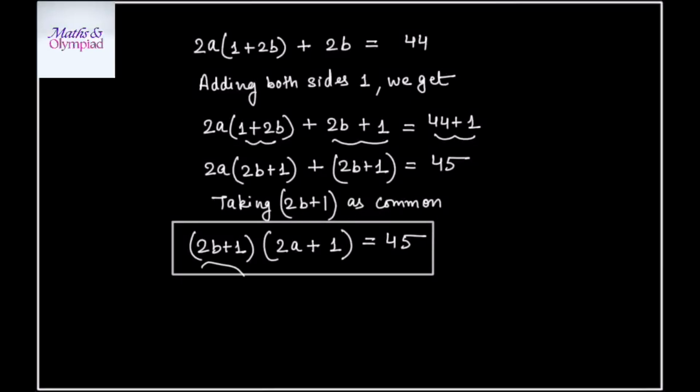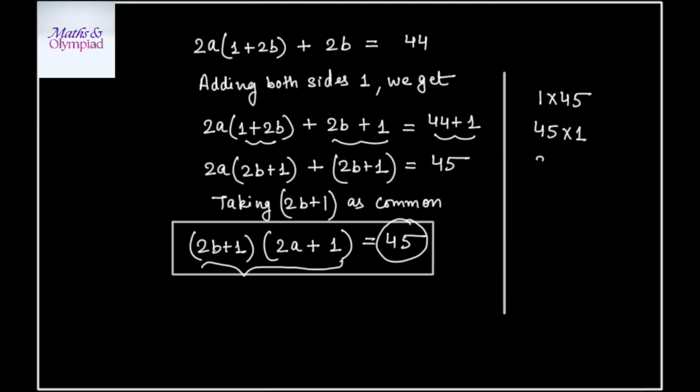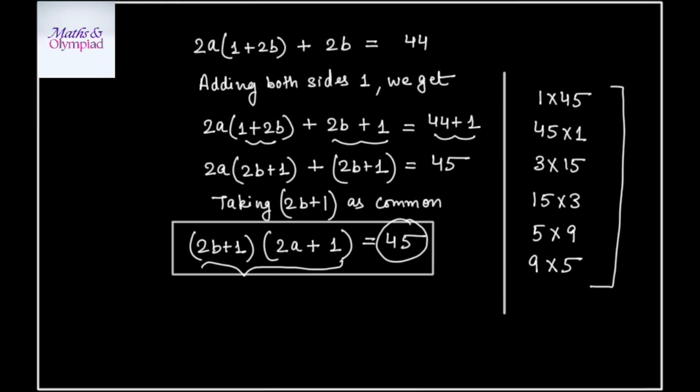Now we have the product of two factors on the left hand side which is equal to 45. So we can express 45 also as a product of two factors. I am writing down all the possibilities here. 1 times 45, 45 times 1, then 3 times 15, 15 times 3, then 5 times 9 and 9 times 5. So in total we have 6 possibilities.